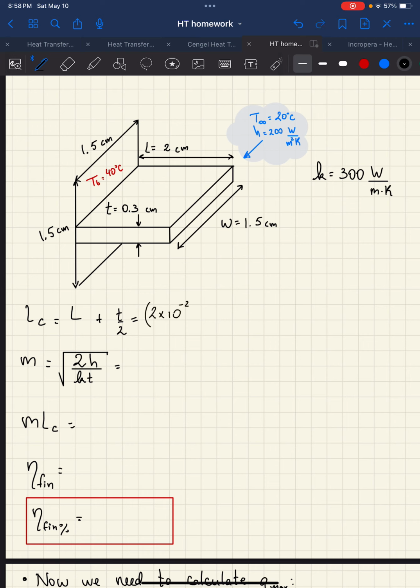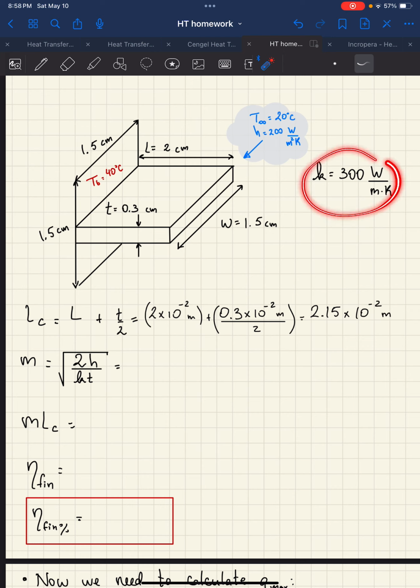So 2 centimeters is the length of the fin, and the thickness is 0.3. Corrected length will turn out to be 2.15 times 10 to the negative 2 meter. m is going to be the square root of 2 times h, which is the heat transfer coefficient of the air or fluid or whatever that's passing over the fin, divided by the thermal conductivity of the fin times the thickness of the fin. So plug and chug.